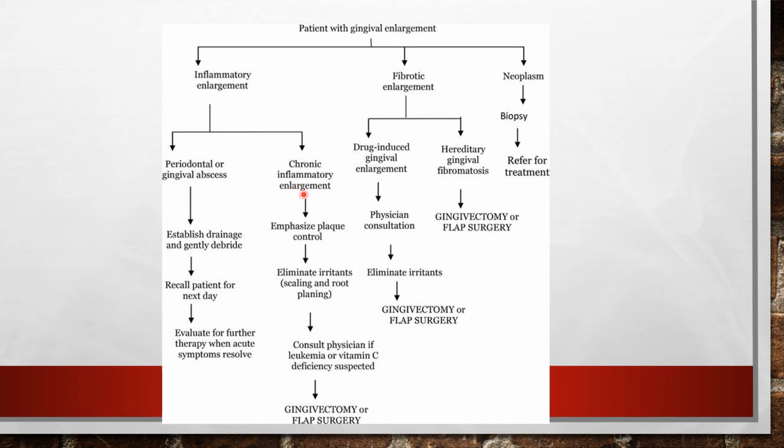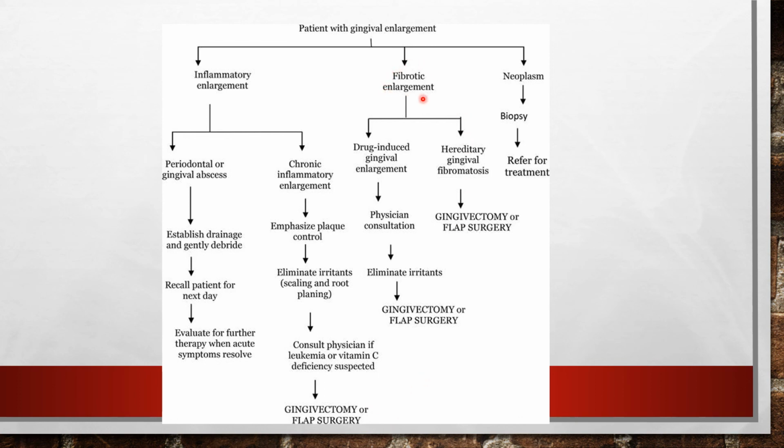So that is the acute gingival enlargement. Under chronic, as you know, that is mainly due to plaque deposition. So emphasize plaque control, eliminate irritants by scaling and root planing, and consult a physician if leukemia or vitamin C deficiency is suspected. If there is persistent gingival enlargement even after removal of irritants and ruling out other factors, we can go for gingivectomy or flap surgery according to the case demand.